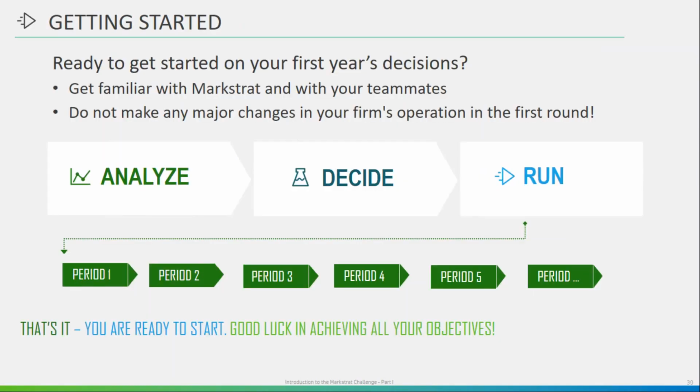Okay, so getting started on your first year's decisions, just get familiar with Markstrat, have some skull sessions with your teammates to make sure that you understand what's going on. The more you guys prep, the better off you're going to be. Don't make any major changes yet. I will let you know once the first round begins. We'll do some practice periods first. And once we get through 2 practice periods, we'll start over and we'll do 8 periods that count towards your grade in this class.